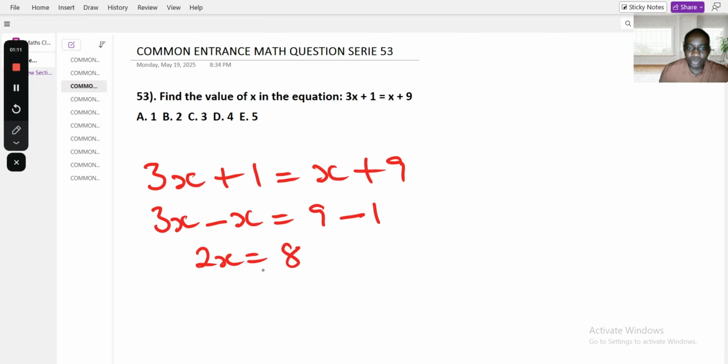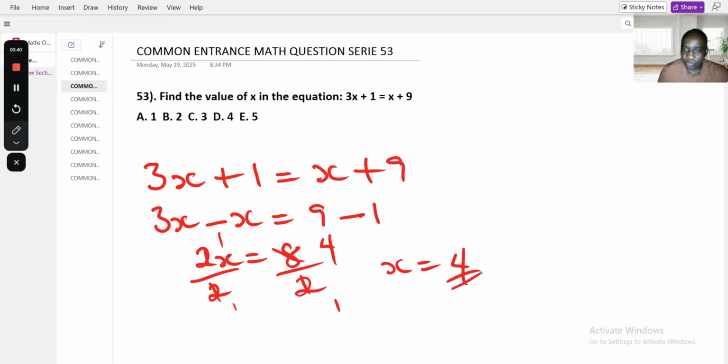The next thing we are going to do is to divide both sides by the coefficient of x, because we are looking for the x. The x must stand alone. Therefore, we are going to divide both sides by 2, the coefficient of x. When you divide 2 by 2, the x stands alone. What can divide both sides? The 2 can go in 8 and the 2 can go in 2. How many 2s can we see in 2? 1. How many 2s can we see in 8? 4. Our final answer equals 4. Is 4 there? Yes, number D.